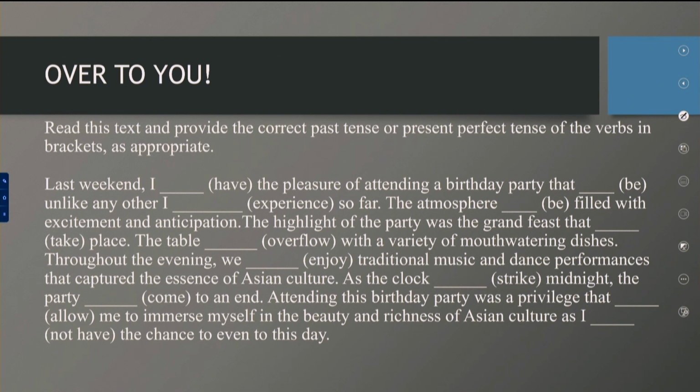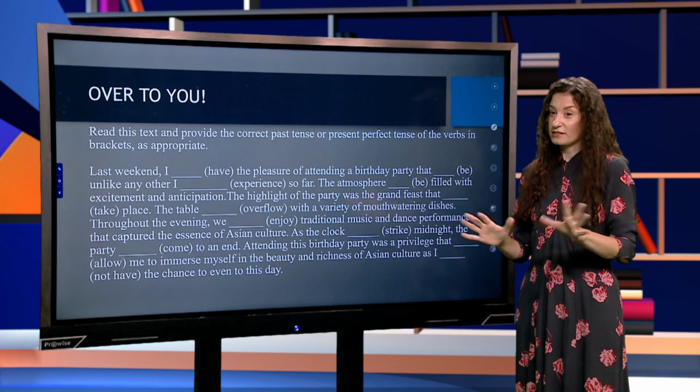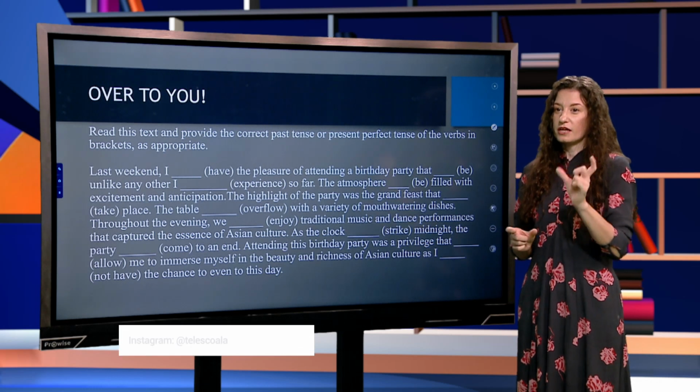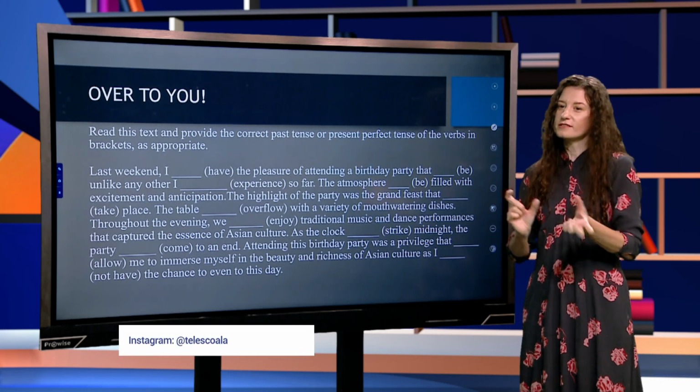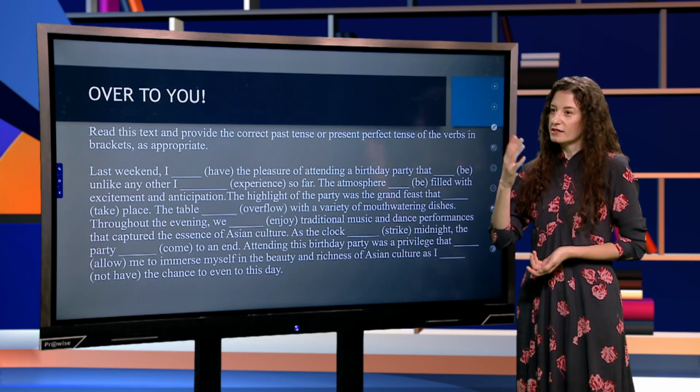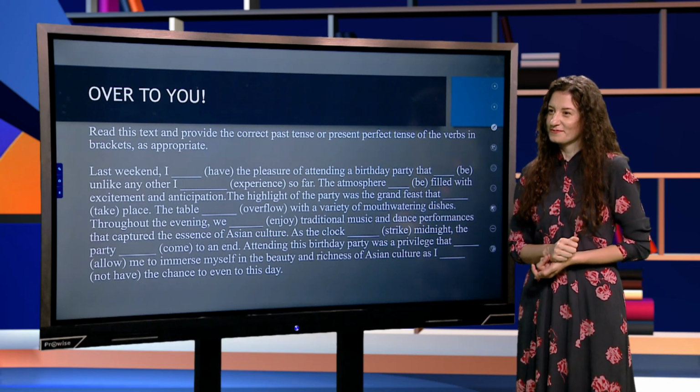In saying so, I'm going to ask Andreea and Vladimir to scan the text to understand the context. It's about somebody who talks about attending a birthday party. We need to use the verbs in brackets either in the past tense or the present perfect tense. But don't worry, this is going to be your homework. So as you scan through, you'll get the chance to each read one sentence. We'll take turns. It's going to be easier this way. Shall we start with Vladimir this time?